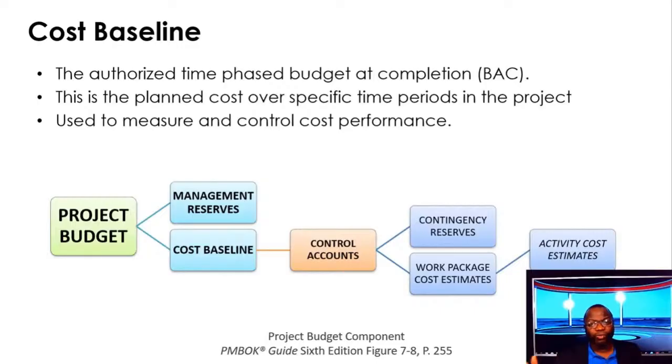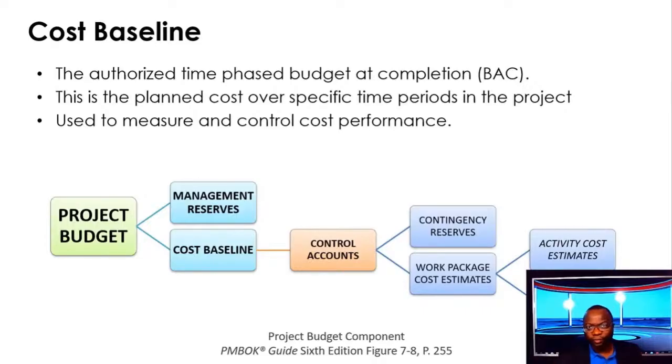And then when you break down work packages into smaller pieces, we're talking about activities. So your activity cost estimates, when you add them all up, they add up to the work package cost estimates. You also put in some contingency reserves at the activity level. So if you observe from what I have on the screen, activity contingency reserves are inside your work package cost estimates. Contingency reserves are inside your control account.